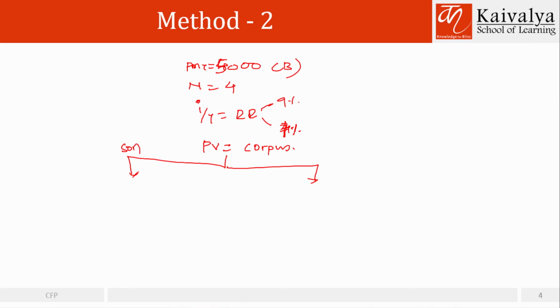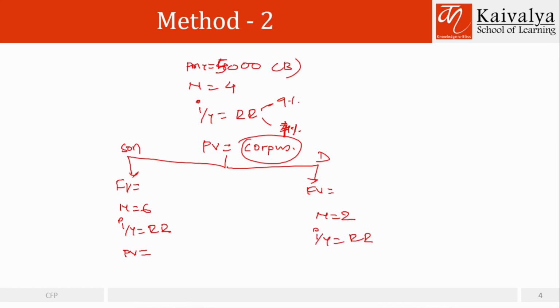So son goes to the college after 6 years. So this would be considered as future value. N is equal to, now son goes to college after 6 years. I/Y is equal to real rate, and I am finding out PV. Future value, the same amount, the same corpus. It is not equal to the previous solution. Here you would be having a different corpus. N is equal to 2. I/Y is same real rate as we have calculated here, and we find out present value.